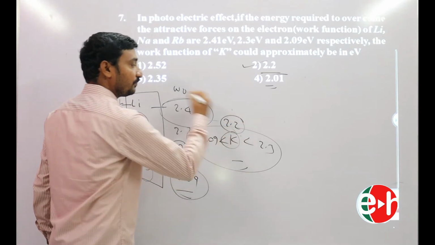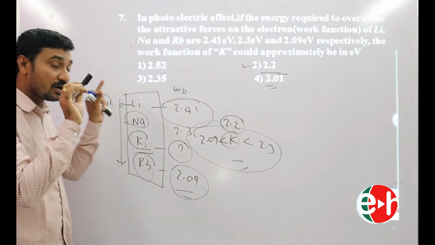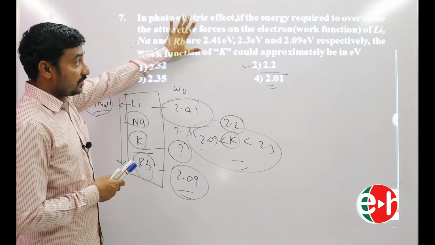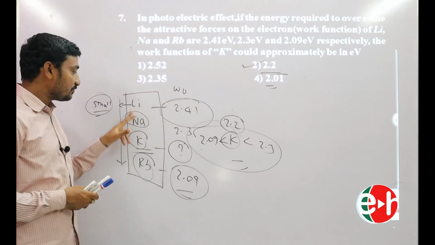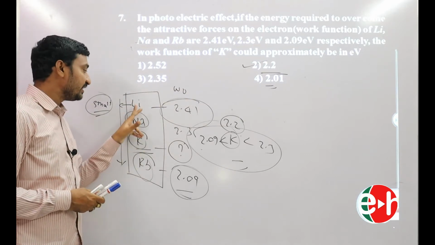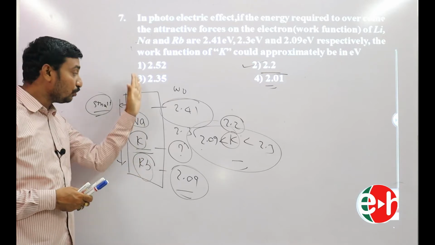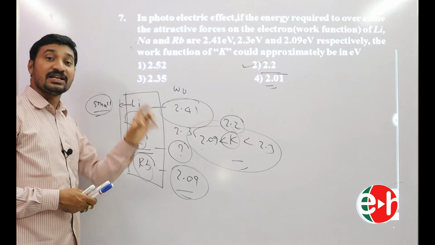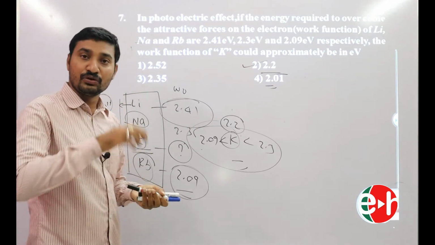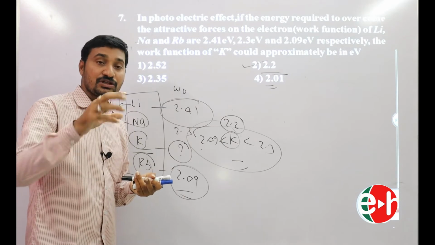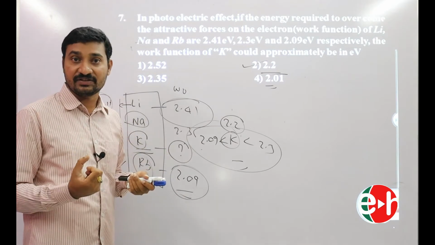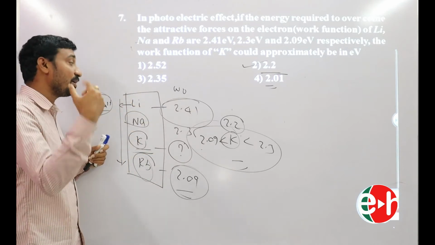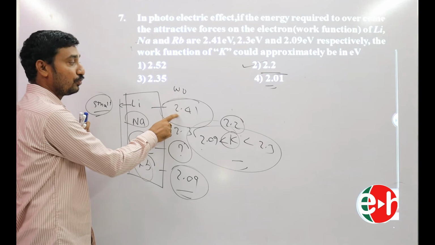This is 2.2. Why? Because this is a concept question. Some elements' work functions are given. What are the elements? Lithium, sodium, rubidium. We know lithium, sodium, potassium, rubidium are group elements. We know from top to bottom size increases. Size increases means attraction between nucleus and valence electron is less, so less energy is required to remove the electron. Lithium is a small atom with more attraction, so more energy is required. That's why the work function is more, 2.41.